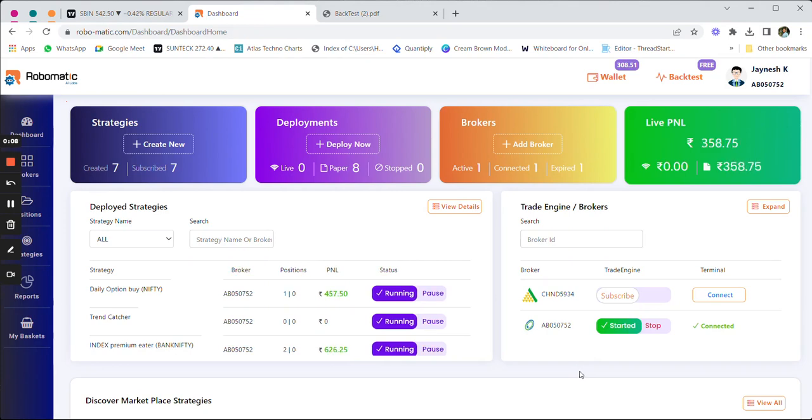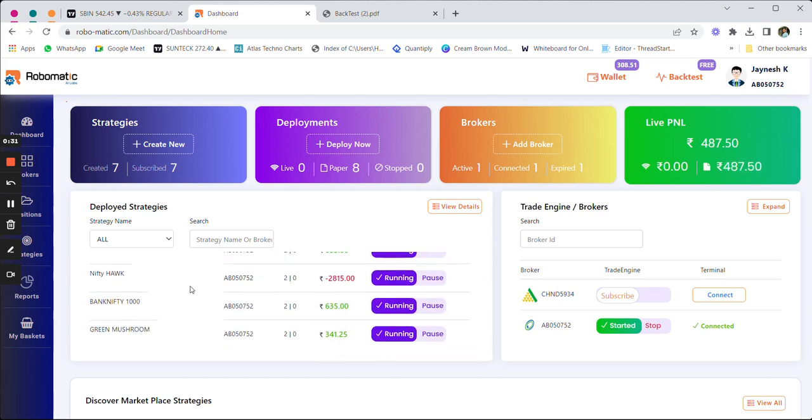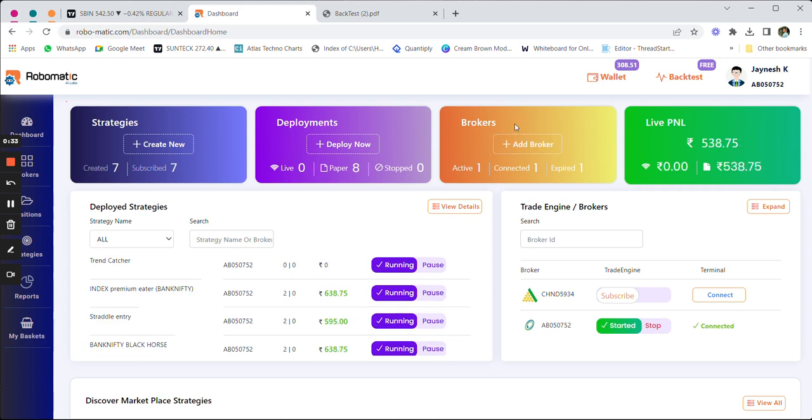So this is a simple moving average crossover trading strategy which has generated huge returns in the past. Currently what you are seeing is the dashboard of the Robomatic platform, and you can see the live PNL here. This is the paper trading as well as backtesting as well as live execution app, right? You can see there are a lot of strategies running in the background, and you can add a number of brokers, deploy strategies, and add strategies here.